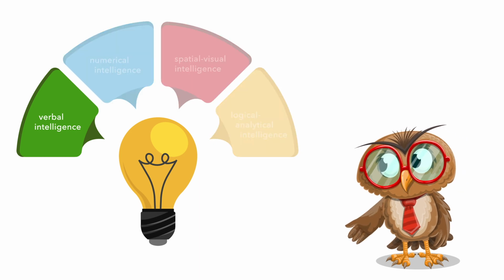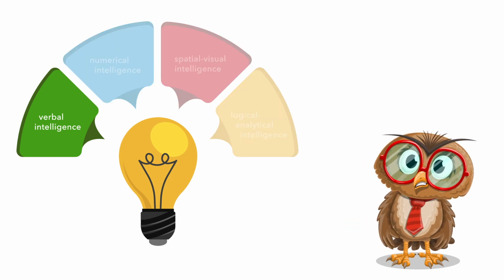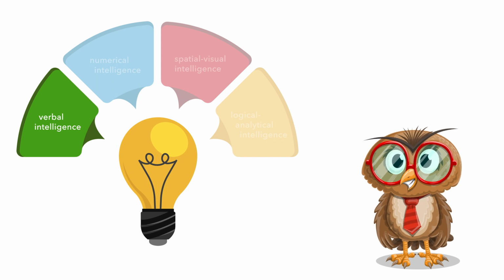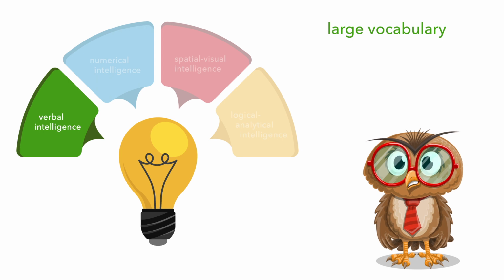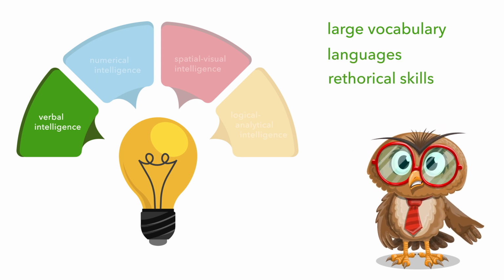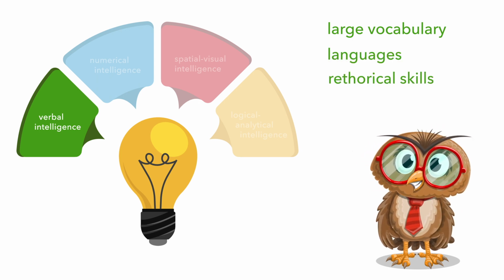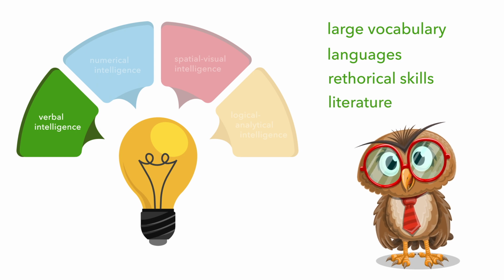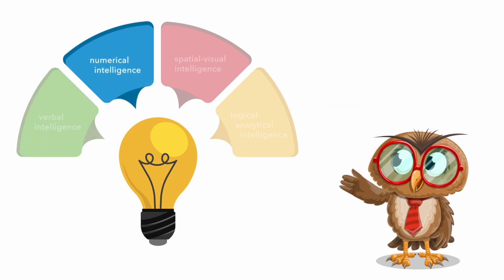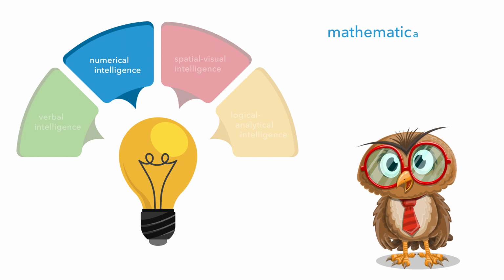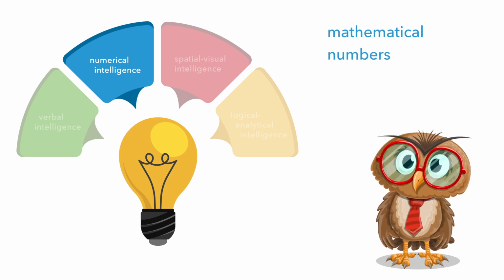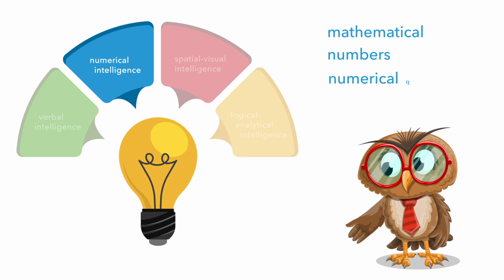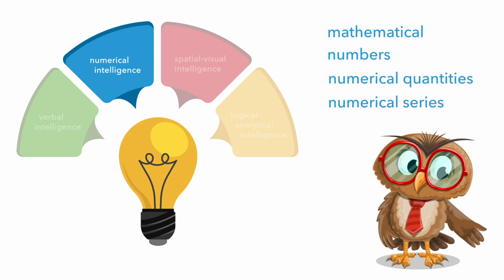Verbal intelligence refers to specific human language-based skills, which are considered to reflect latent general abilities. A large vocabulary, knowledge of several languages, strong rhetorical skills, and an easy understanding of complex literature are examples for that. Numerical intelligence describes a high mathematical abstraction ability. That's someone who is good with numbers. It's about relations between numerical quantities and numerical series.